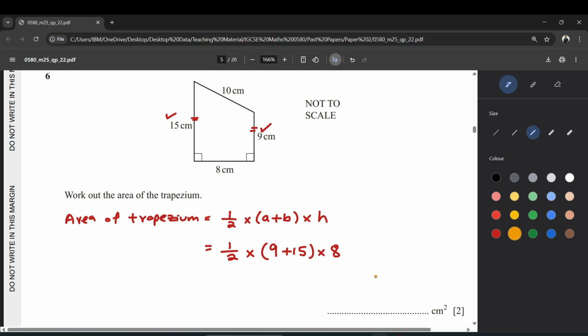Okay, so I can simplify this 2 with 8. So this becomes 4 and this becomes 1. 9 plus 15, that will be 24 multiplied by 4. Okay, so 24 times 4 will give us, 4 times 4 is 16, 4 times 2 is 8 plus 1, so 96. So therefore, the answer is going to be 96 centimeters squared.